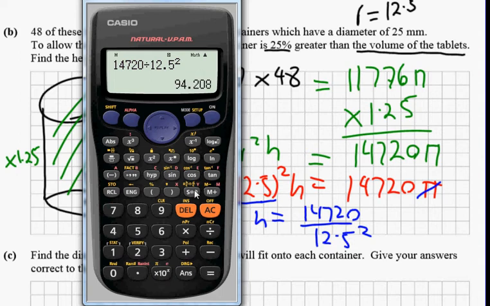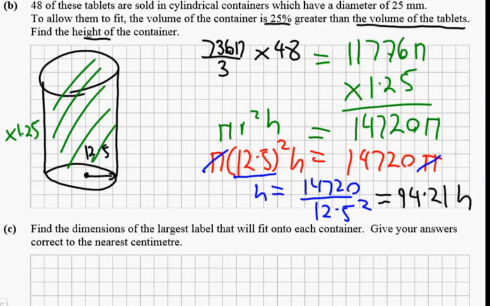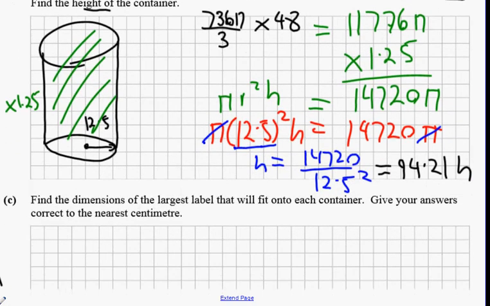I multiplied the volume of all 48 pills by 1.25 because the volume of the container is 25% bigger than the volume of the 48 pills. Okay, so it's 94.21.